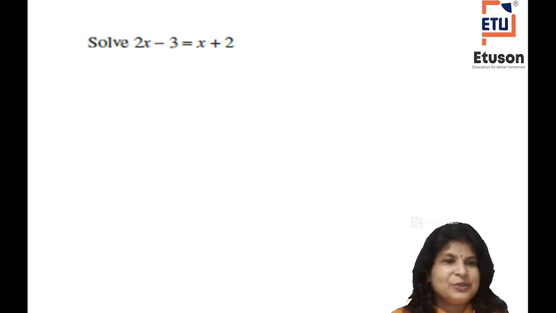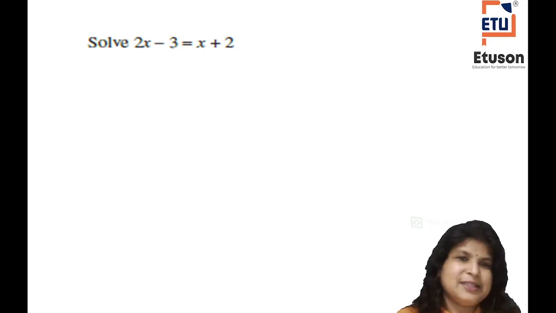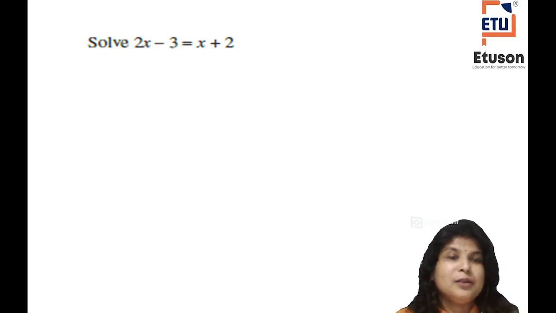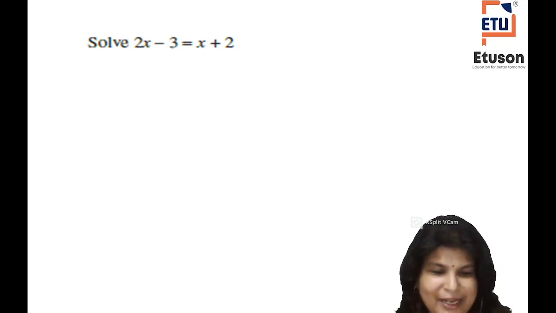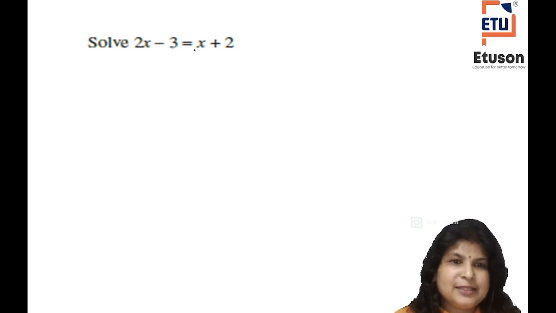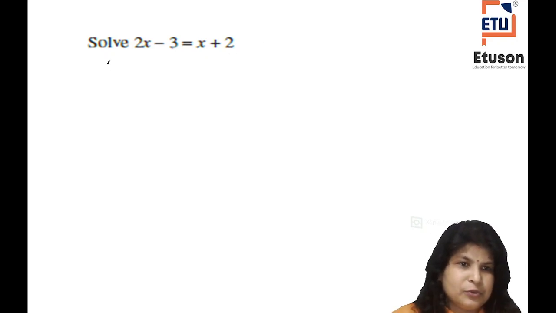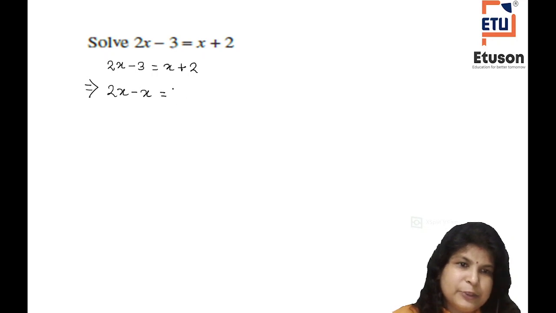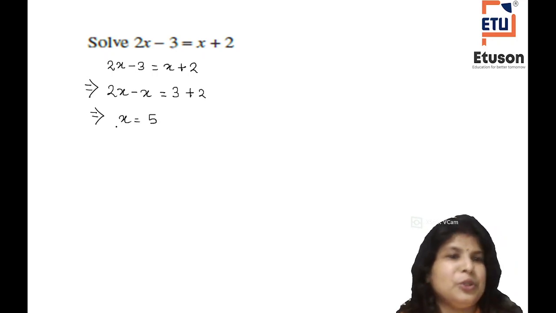Okay. So it is, solve 2x minus 3 is equal to x plus 2. Compared to the previous problem, it is quite an easier one. So you have 2x minus 3 is equal to x plus 2. As in the previous example, take all the variables to one side and all the constants to the other side. So 2x minus x is equal to 3 plus 2. So what you have got is x is equal to 5. So soon you got the answer.